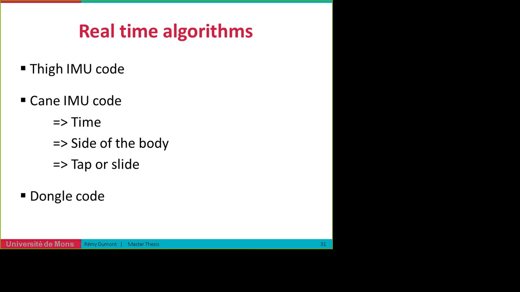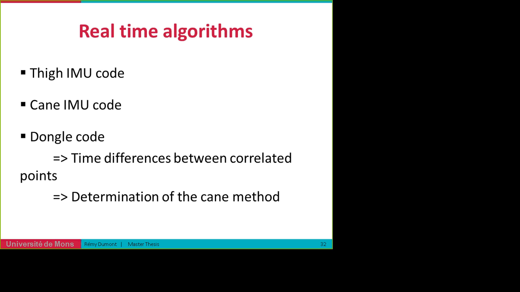It's looking for all the cane endpoints, right or left, and seeing if it's a tapping or sliding point, and sends all this information again to the dongle. From all this information, the dongle code has been able to compute the time differences between the correlated points and to determine the cane technique in real time.